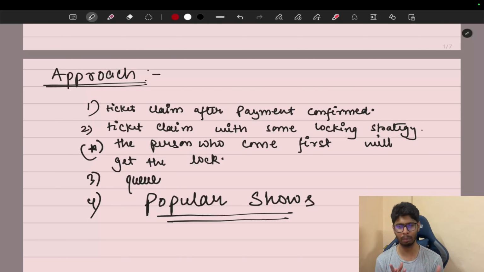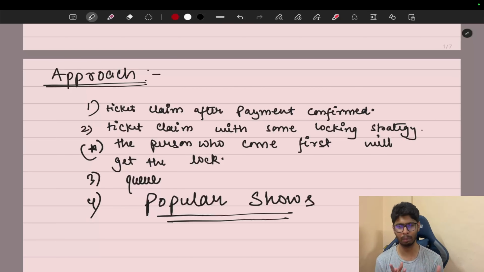If U1 reaches first, and U2 is also standing for B, he is also in the priority of seat B, but U1 reaches first, so he gets a complete priority for all the other seats as well. So this is something very interesting.